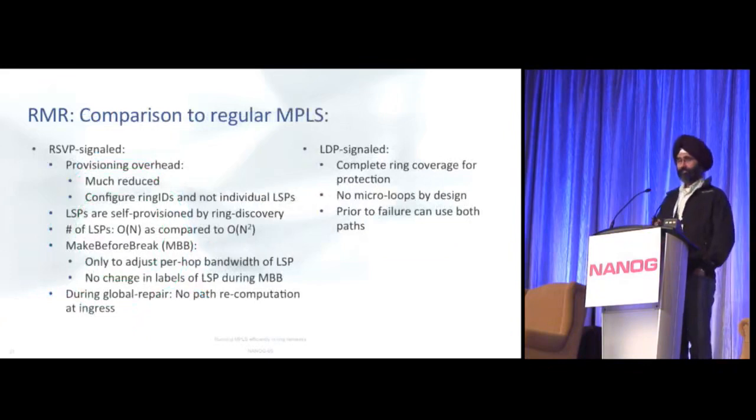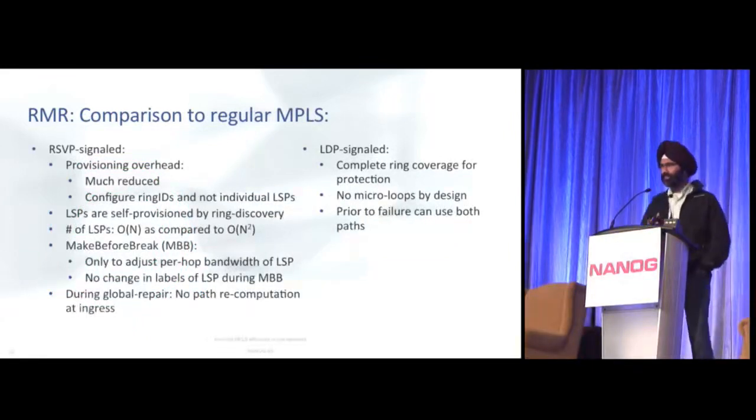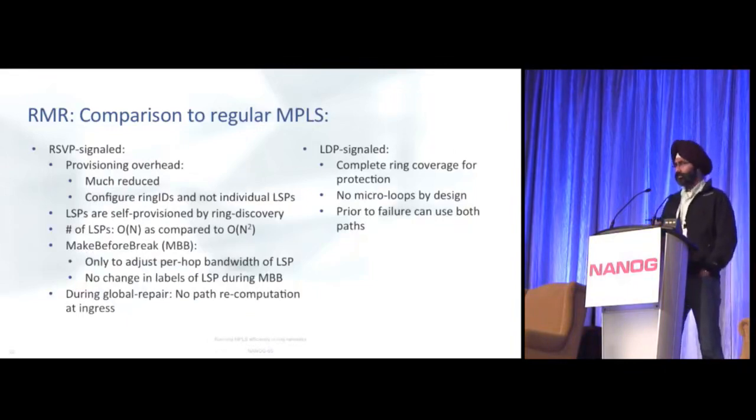So how does this compare to regular RMR? As far as RCP TLSPs are concerned, there's much less provisioning overhead. You just configure ring IDs. There's no individual LSP configuration. So that's quite a bit. If your rings are of a certain size, that makes a huge difference.